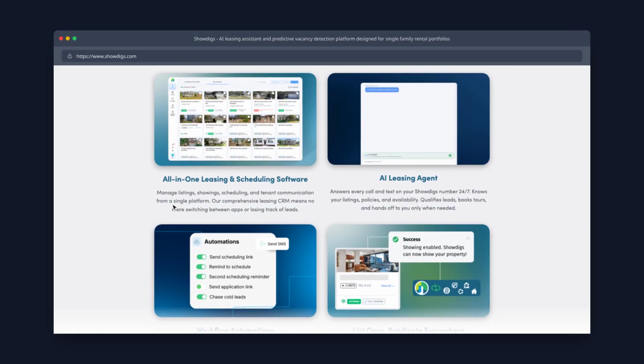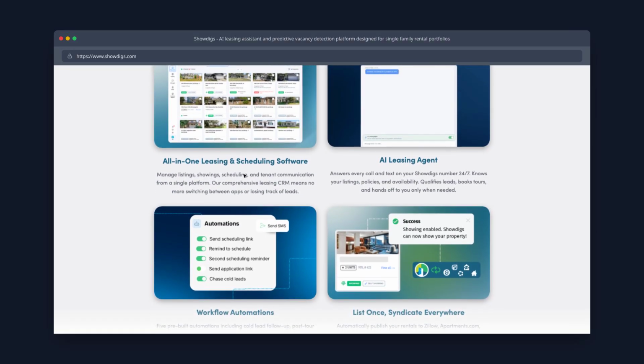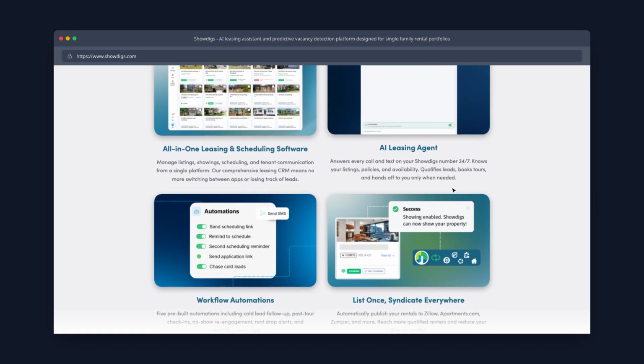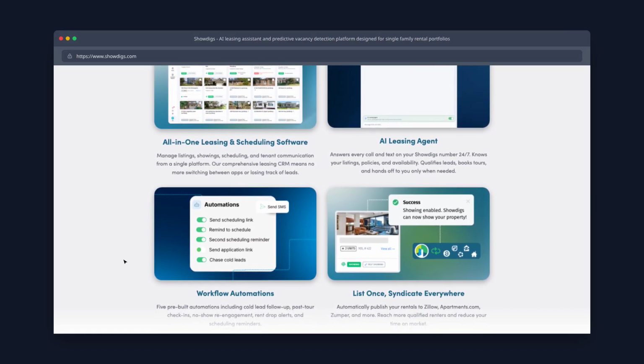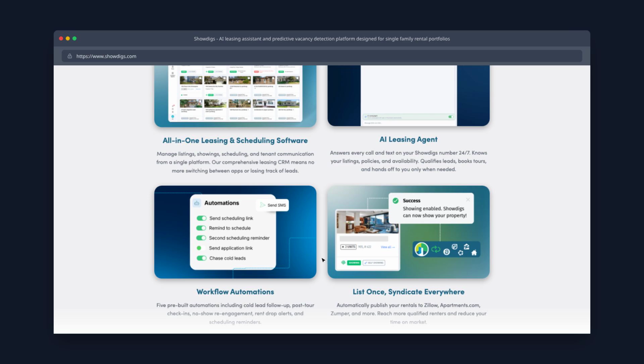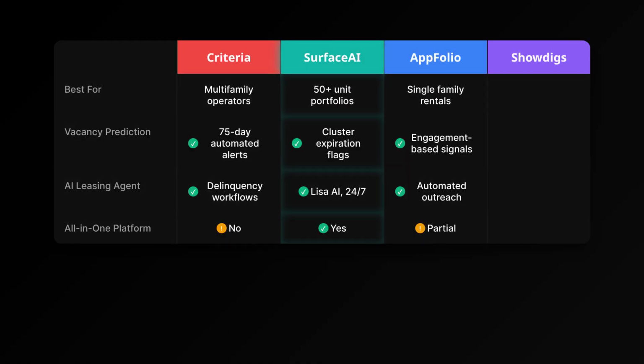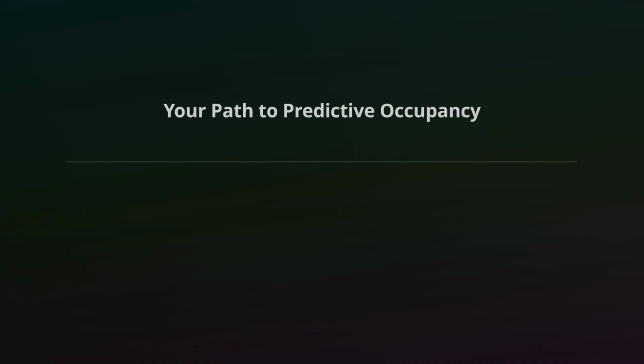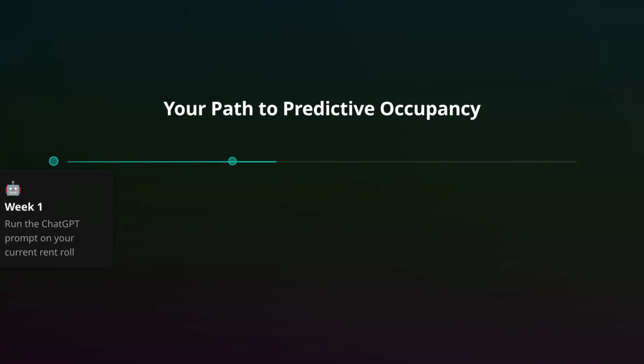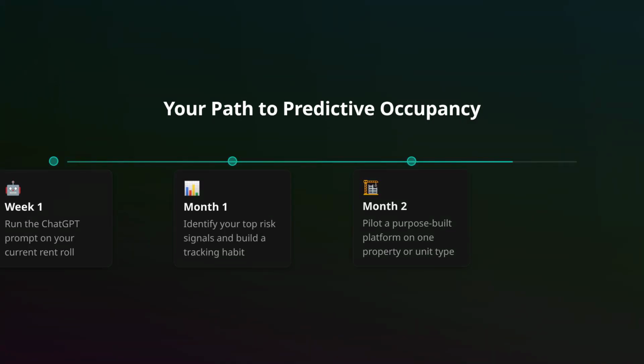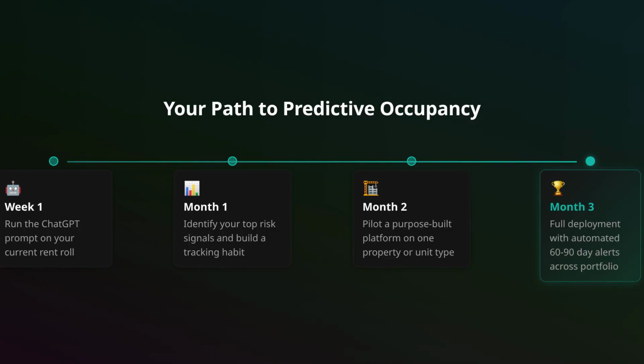Think about a company overseeing 150 single-family homes in the Pacific Northwest. Showdiggs identifies which homes are trending toward vacancy based on tenant engagement patterns, then triggers automated outreach or schedules showing prep before the unit ever hits the market. Shorter days on market, healthier bottom line. Here is how these 3 platforms stack up based on portfolio size, use case, and the type of predictive intelligence each one delivers.